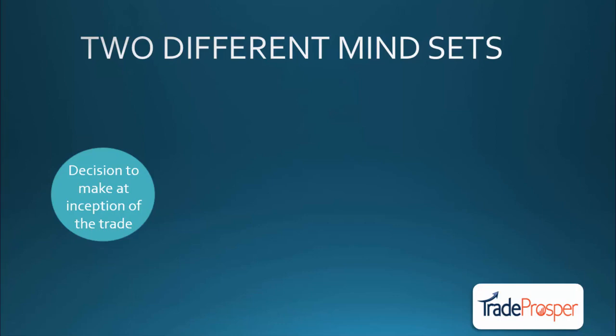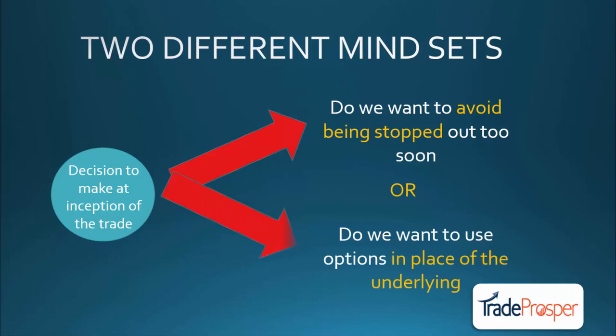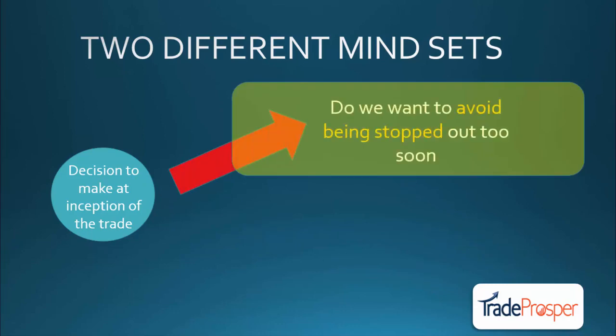So when we get to the point where we've done our analysis and are now ready to pull the trigger on the trade or put an order in the system, we have two decisions that we need to make. The first is whether or not we want to use a strategy that's going to smooth out the ride for us. In other words, we want to try and avoid being stopped out too soon. And the second decision is, are we going to trade the underlying directly, or are we going to use options to supercharge that trade? This particular section of the course will just focus on whether we want to avoid being stopped out too soon.